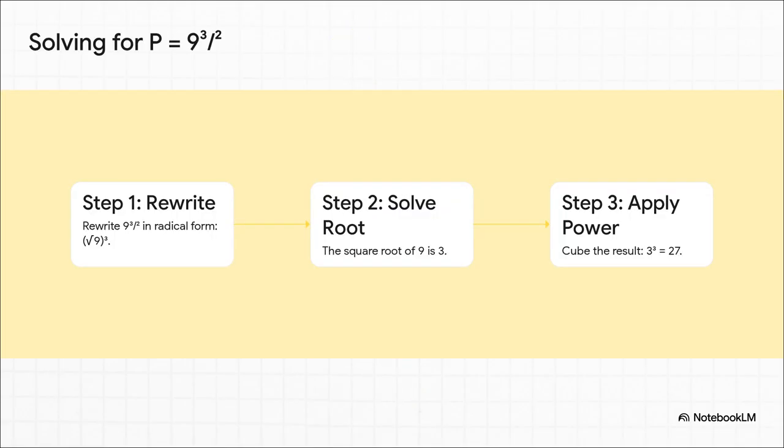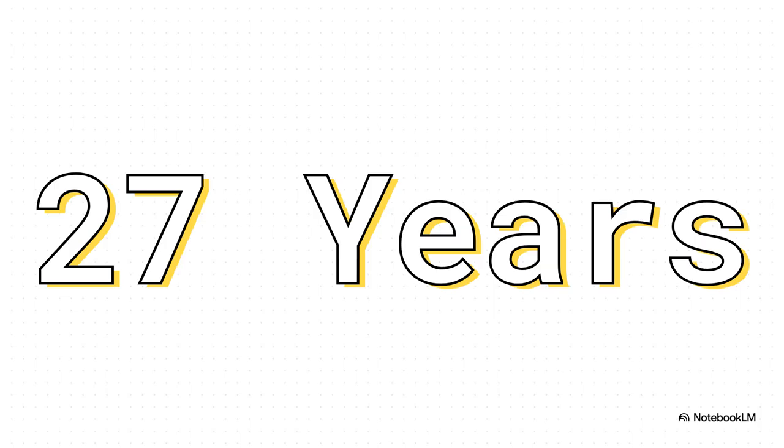So let's do it. We just apply our rule. Root first, right? The denominator is 2, so that means we take the square root of 9, which is 3. Easy. Now for the power. The numerator is 3, so we take that result and cube it. 3 cubed is 27. And there it is. That's our answer. 27 years.